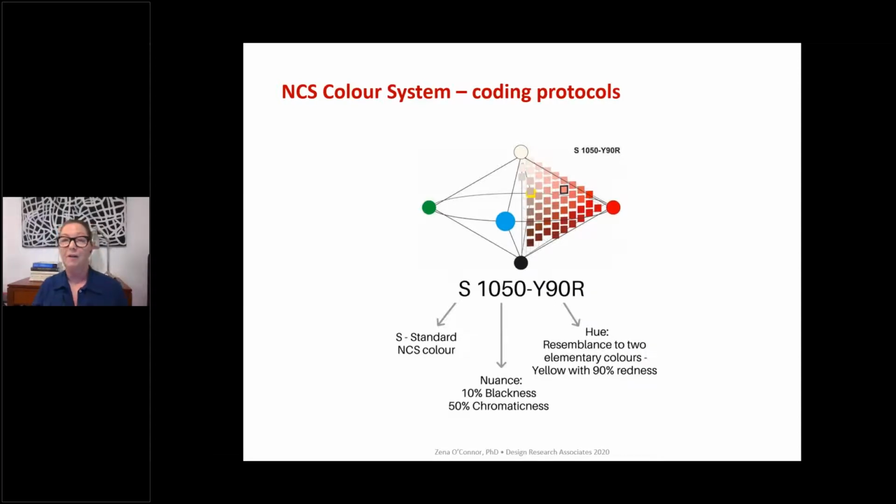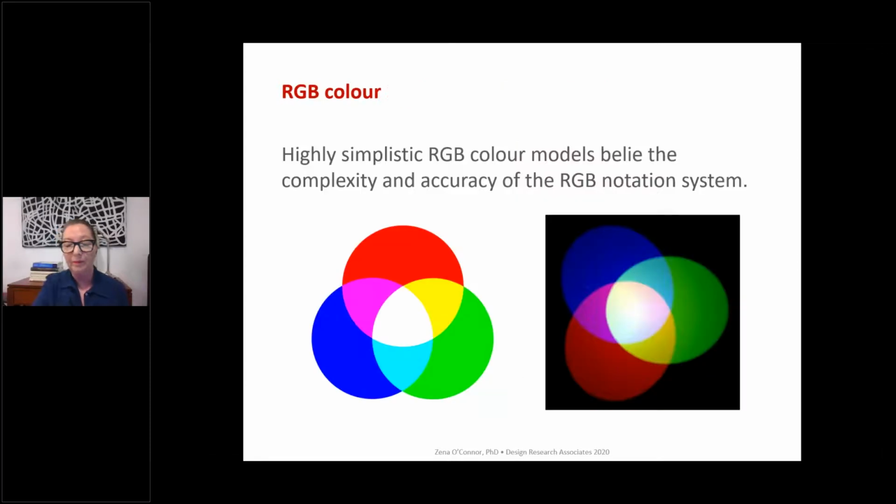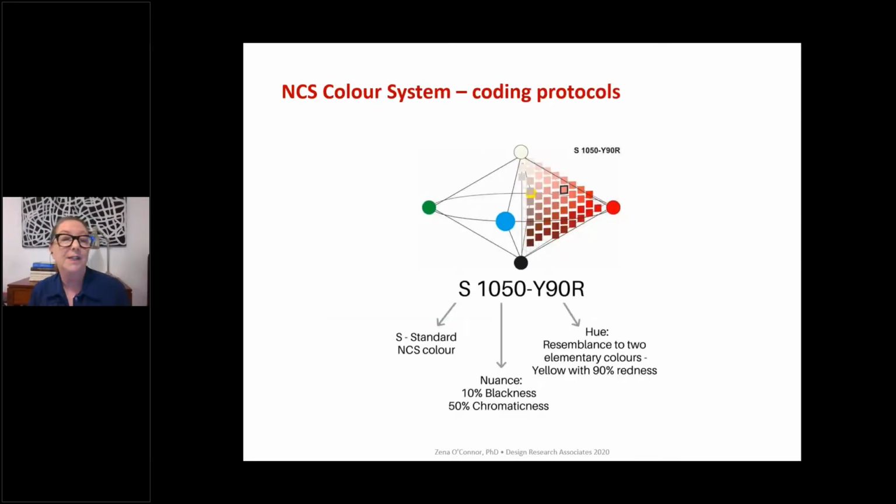So a colour is identified using a code like S1050-Y90R. The S stands for standard NCS colour. The 1050 stands for the nuance, which is 10% blackness and 50% chromaticness. And the hue code, which is the Y90R, relates to its resemblance to 2 elementary colours. And so in this case, it's a yellow with 90% redness.